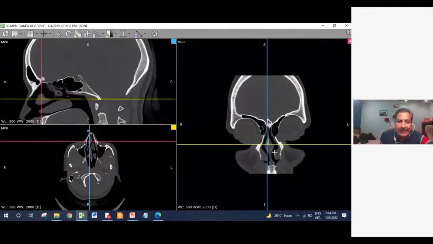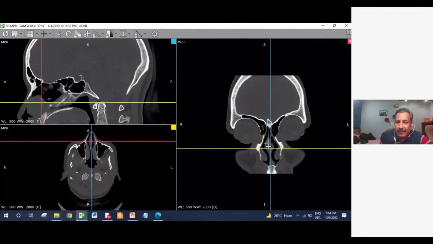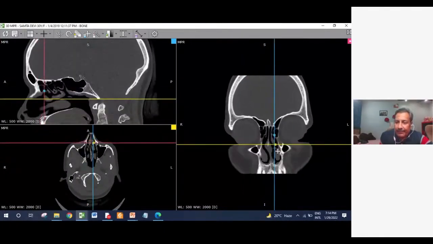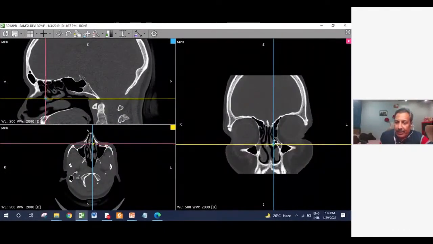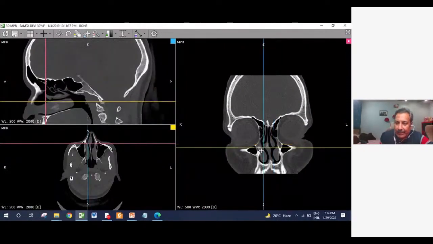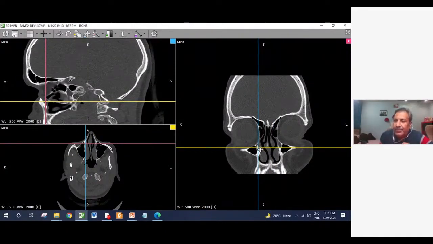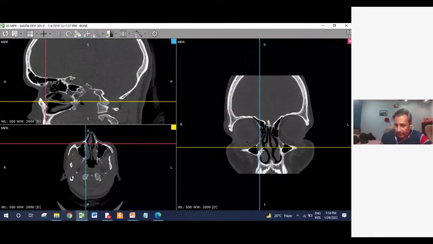See, this is your nasal septum in all planes. This is orbit in all planes. Every structure you can see in all planes. This is like your nasolacrimal duct in all planes. So you can have a better understanding of radiology in all planes if you have this information in the DICOM.